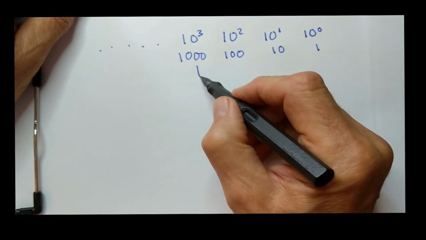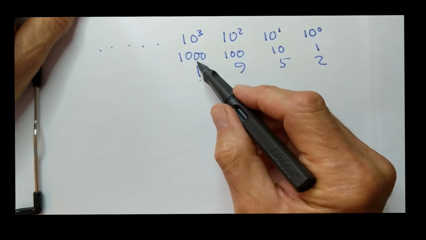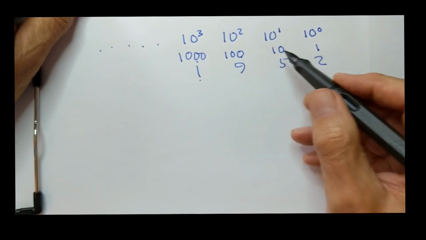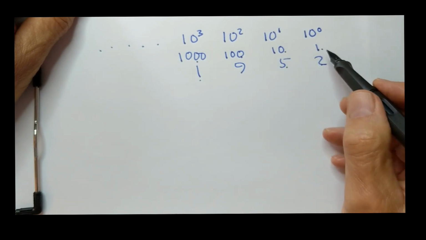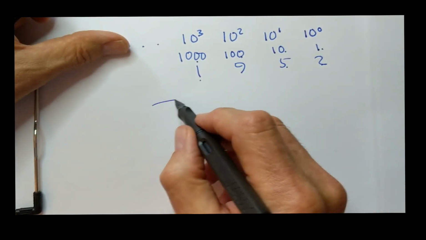So if we have a number like 1952, that means we have 1 1,000, 9 100s, 5 10s, and 2 1s. It's kind of intuitive since we're so used to this number system.